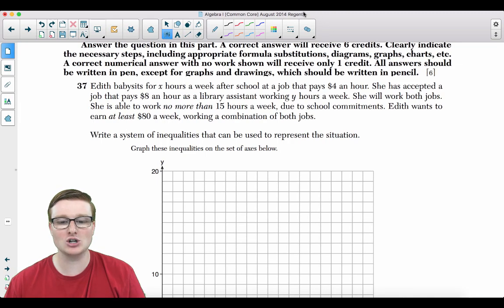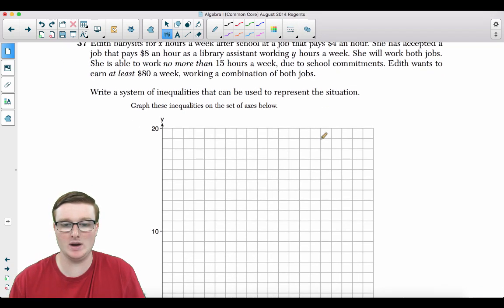She is able to work no more than 15 hours a week due to school commitments. Edith wants to earn at least $80 a week working a combination of both jobs. Write a system of inequalities that can be used to represent this situation.